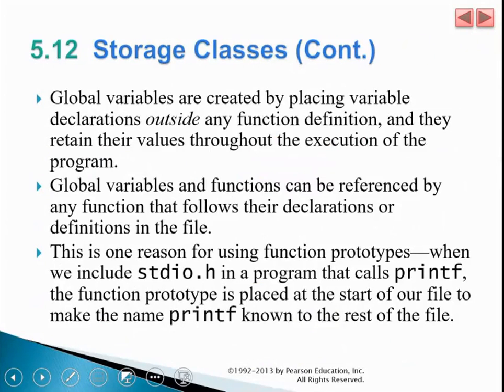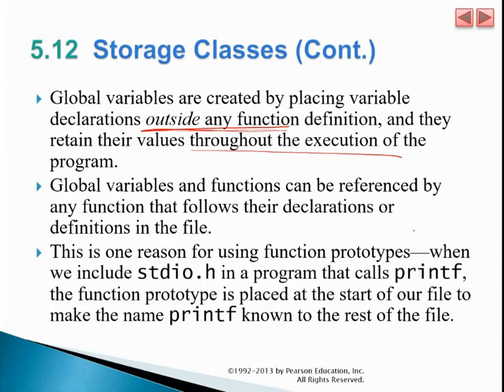Now let's talk about global variables. How to create a global variable? Just place the declaration of the variable outside any function. If you write something inside a function, it becomes by default a local variable of that function. If you place something outside a function, then the variable declaration becomes global by default. And they remain in the memory throughout the execution of the program, because the storage class of a global variable is external.